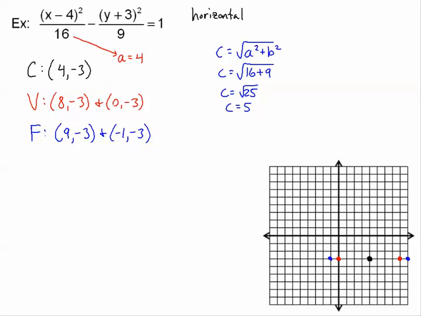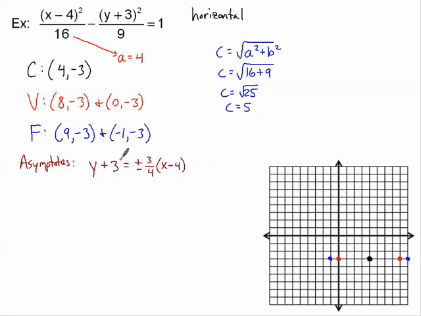The last thing I need are my two asymptotes. The equations of my asymptotes will be y, I just take this quantity basically, y plus 3, equals plus or minus the value of b, which is 3, divided by the value of a, which is 4, times, and I just steal this quantity, the x minus 4, and there we go. These are two different equations. One has the positive 3/4 slope, and the other one has the negative 3/4 slope.